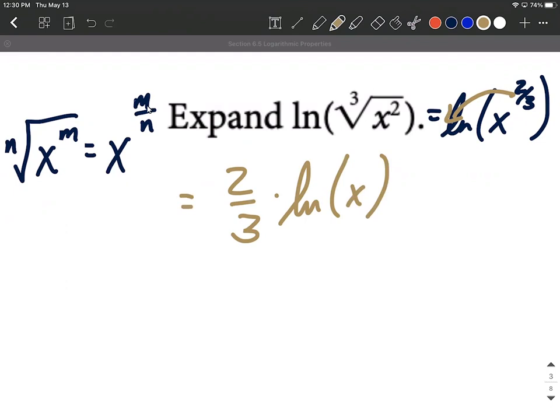So it's always good to review over some of these exponent rules. The more comfortable you are with those, the easier these problems become. So keep practicing, you'll get it. Keep expanding these.